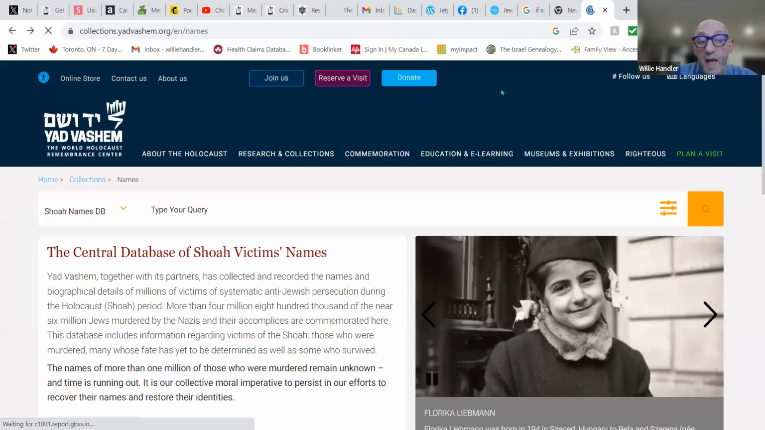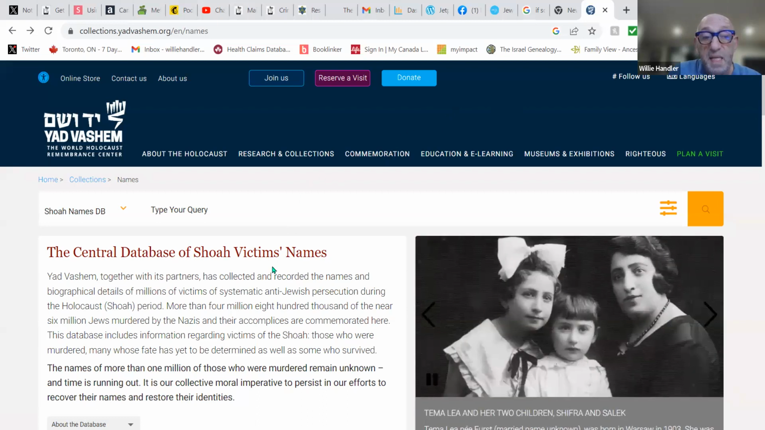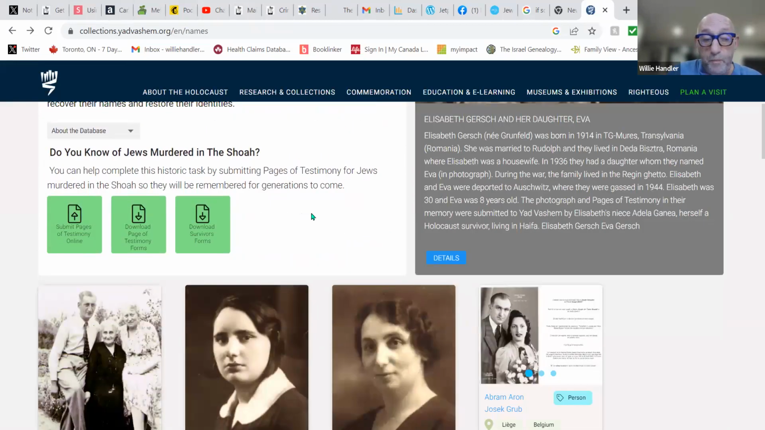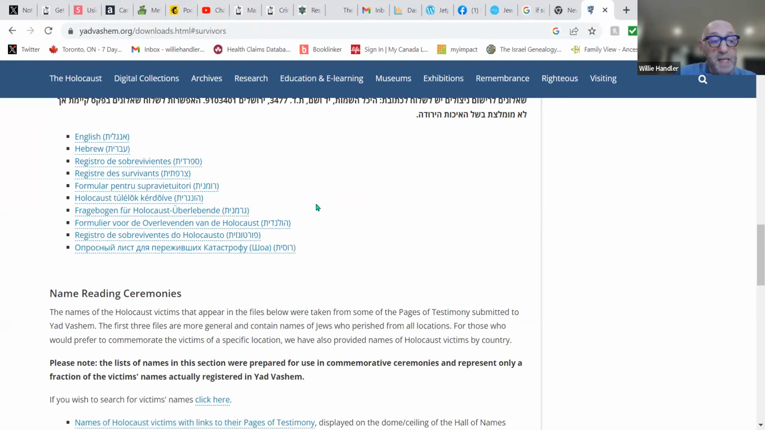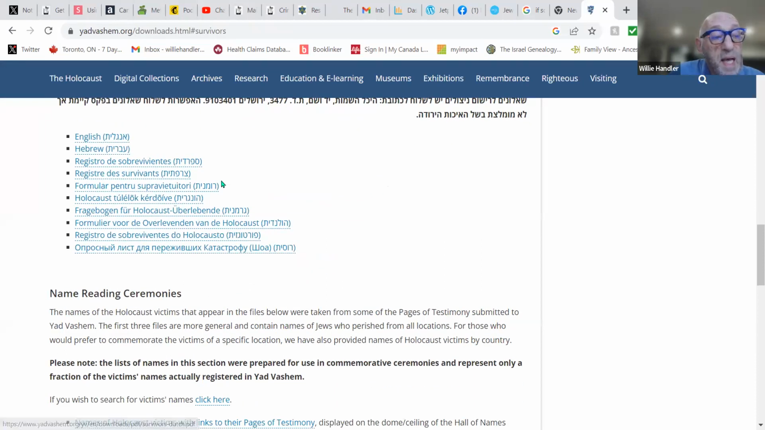Now, as far as survivors, Yad Vashem registers them as well. And they have about 80,000 registration forms that are completed. And I did not need to complete it for my father, but I did complete it for other family members who were not in the database. And right next to it is where the registration form is. Again, this one is in several languages.